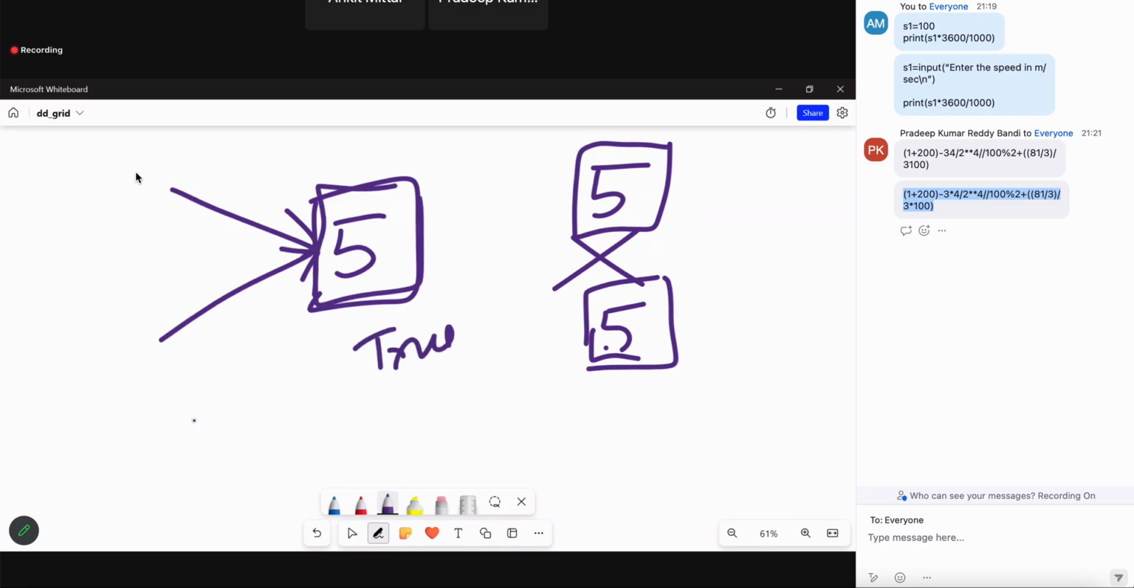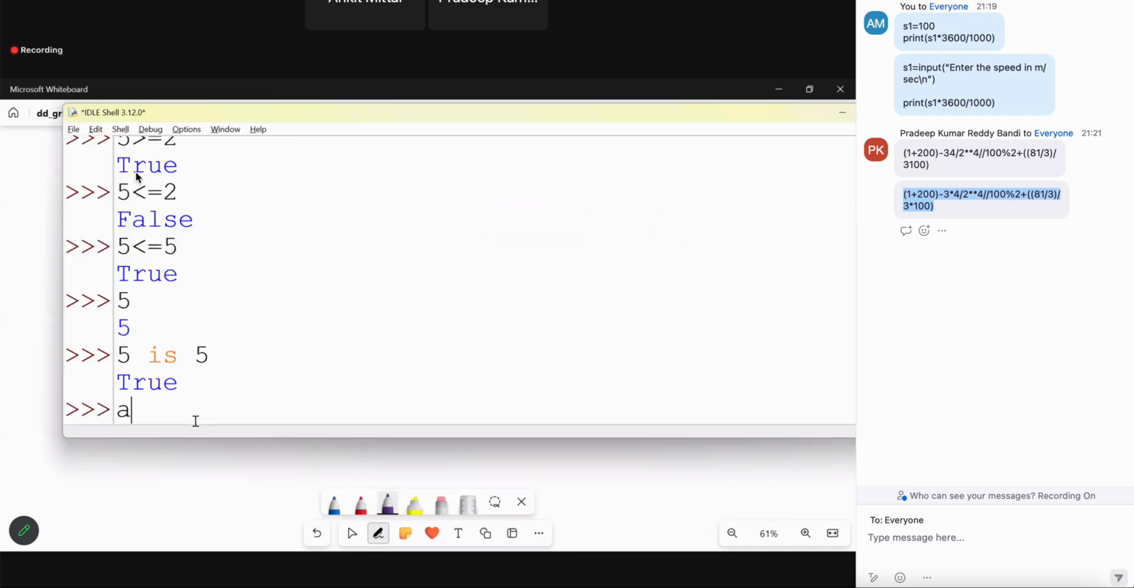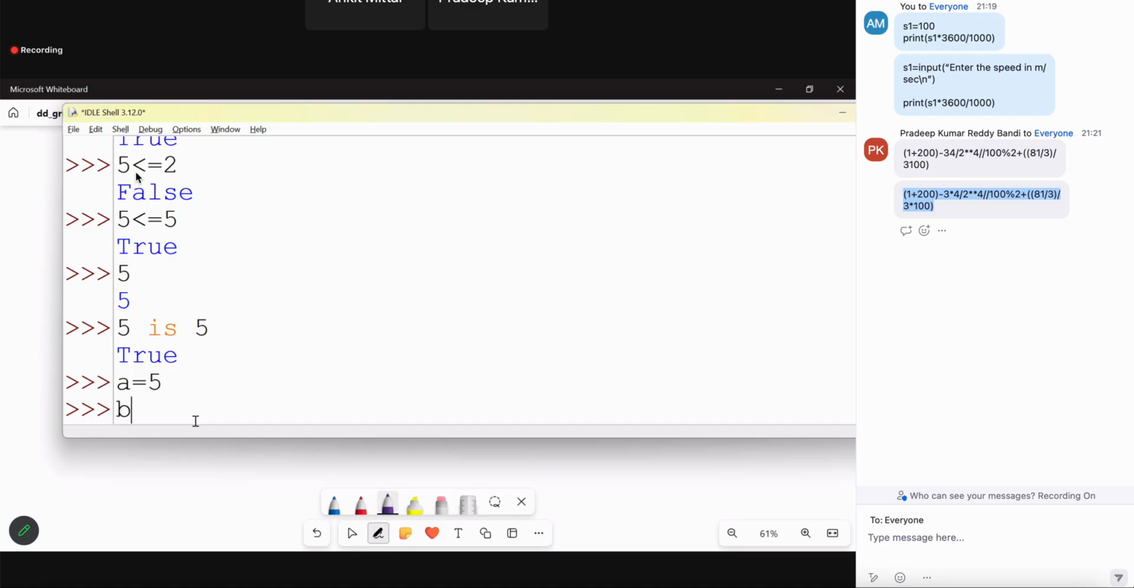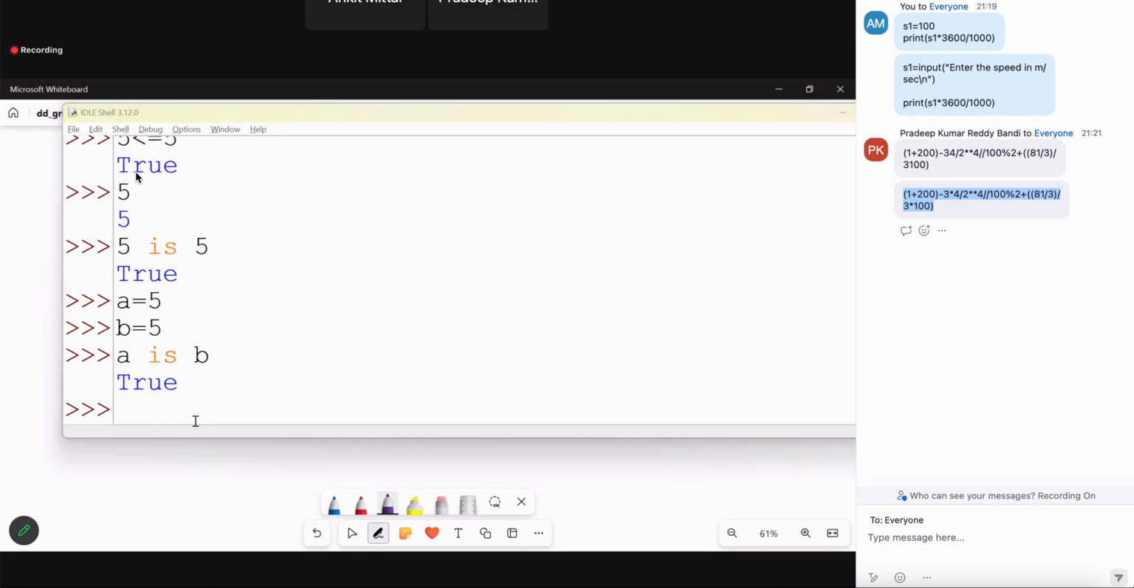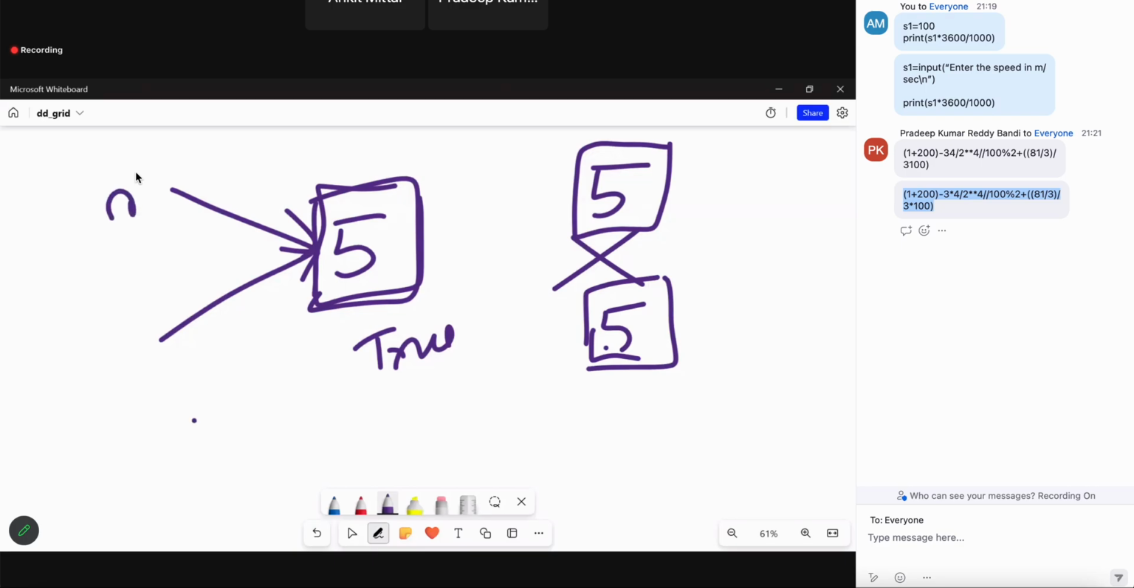We can take another, better example in terms of variables. If I say A is equal to 5, B is equal to 5, then A is B is true, because now A and B are both pointing to the same object, 5.